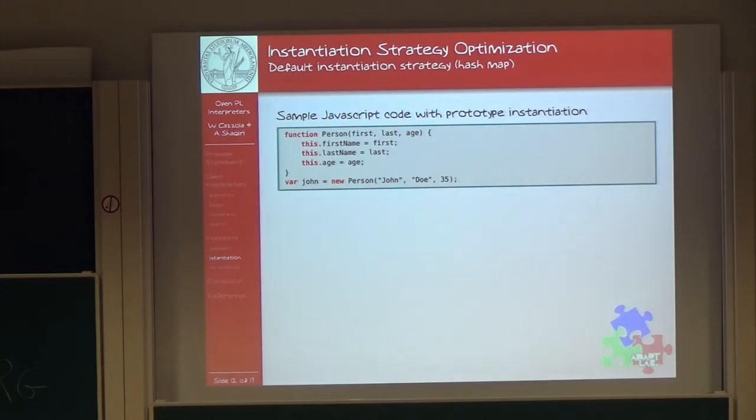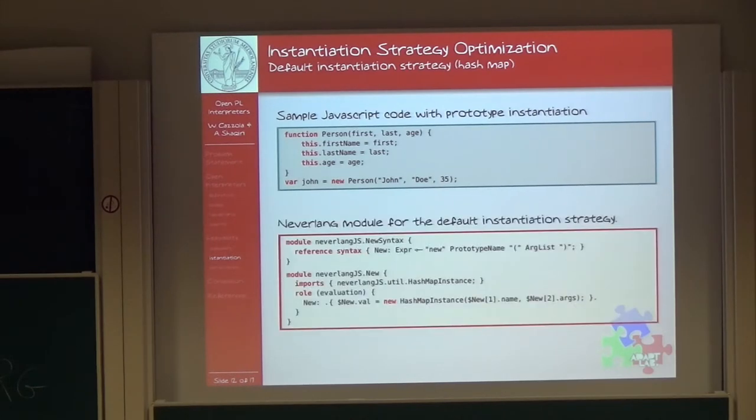Okay, let's look at the first example. This one is the implementation in JavaScript of the person, for example, nothing strange. We have one instantiation with the new constructor, the prototype instantiation. This one is the piece of Neverlang code, a slice in Neverlang that is implementing this. As you can see, this one is only the reference syntax that refers to the world, and this one is the semantics for the evaluation that is just using an external library for storing, for each object, one entry for the field. That is the case where we are generating something dynamic, as it is a hash map, as you can see.